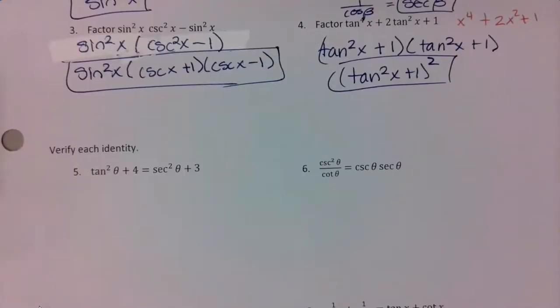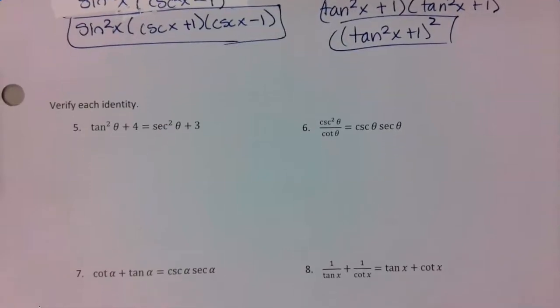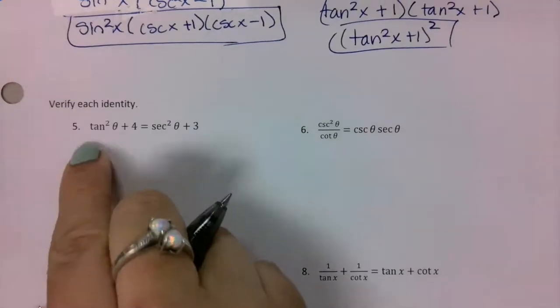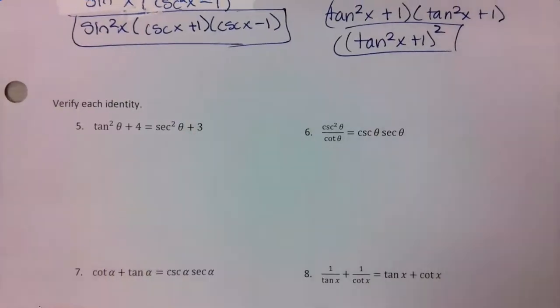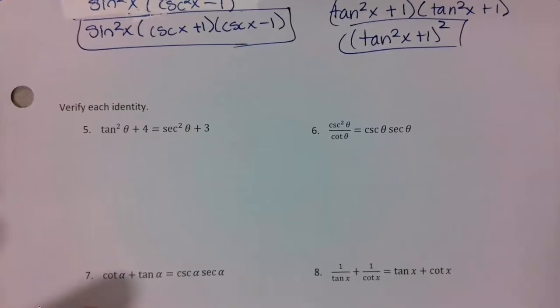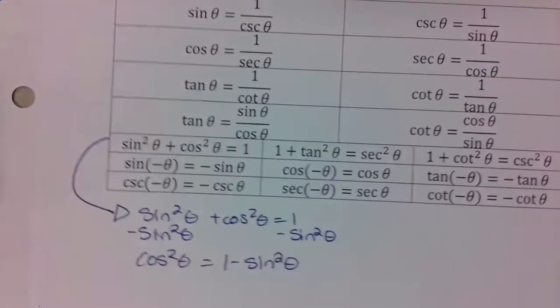My last four are asking me to verify the identity, so I want to go ahead and change one side of my equation to match the other side. It doesn't matter which one I pick to start off with, but once I pick it, that's the side I have to keep working with. So I have tangent squared plus 4 equals secant squared plus 3. I'm just going to take a look at my identities because these look equally as hard here.